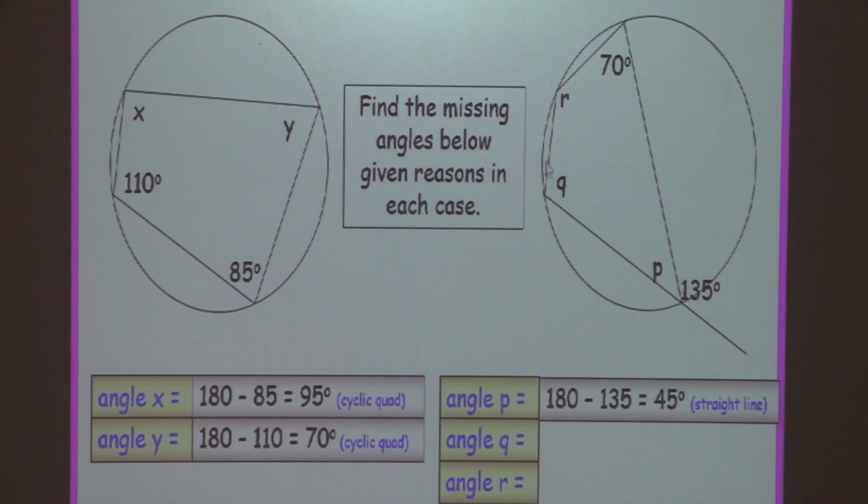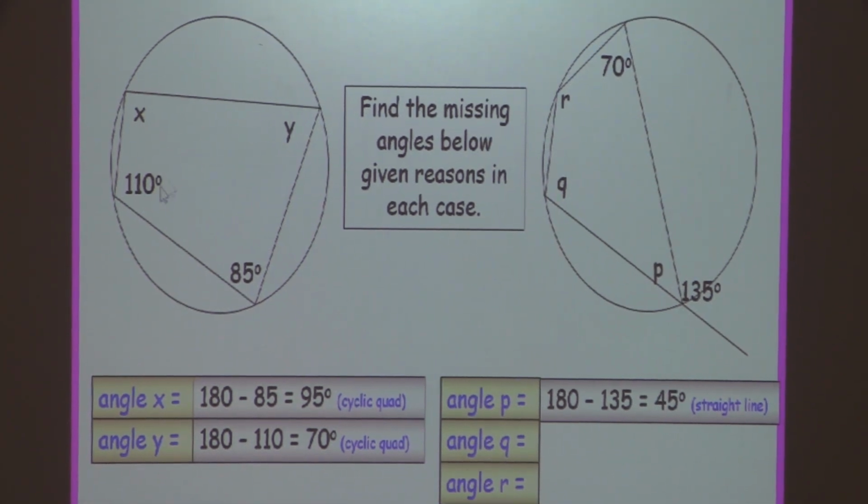Is this a cyclic quad? Yes, it is a cyclic quad. What do I know about the sum of opposite angles of a cyclic quad? They are equal to 180. If I've got 70, 70 plus what will give me 180? Let's go back here. Y plus what will give me 110? Y plus 70 will give me 110. So y goes with 70, 70 goes with 110.